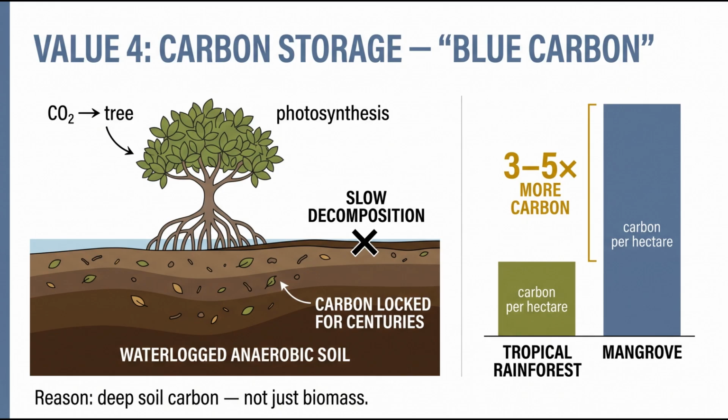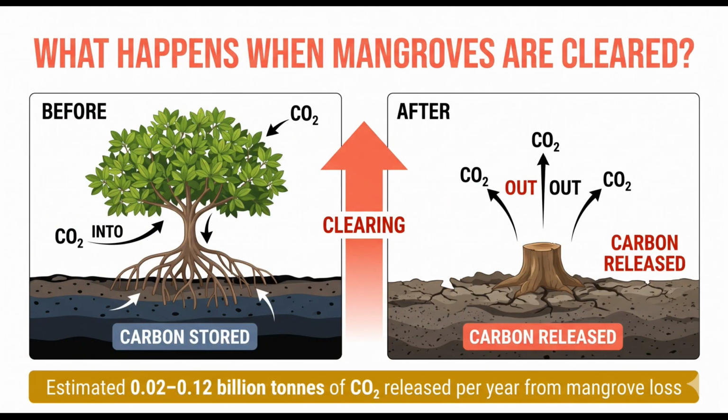The result, mangroves store 3 to 5 times more carbon per hectare than tropical rainforests, not because the trees themselves are larger, they're not, but because the soil beneath them holds ancient carbon stocks that simply don't exist in well-drained forest soils. What happens when mangroves are cleared? Both the above-ground carbon and the ancient soil carbon are released. The wood and leaves are burned or left to decay, releasing carbon dioxide immediately. When the waterlogged soil is drained or disturbed, centuries of locked-in organic carbon begins to decompose rapidly.